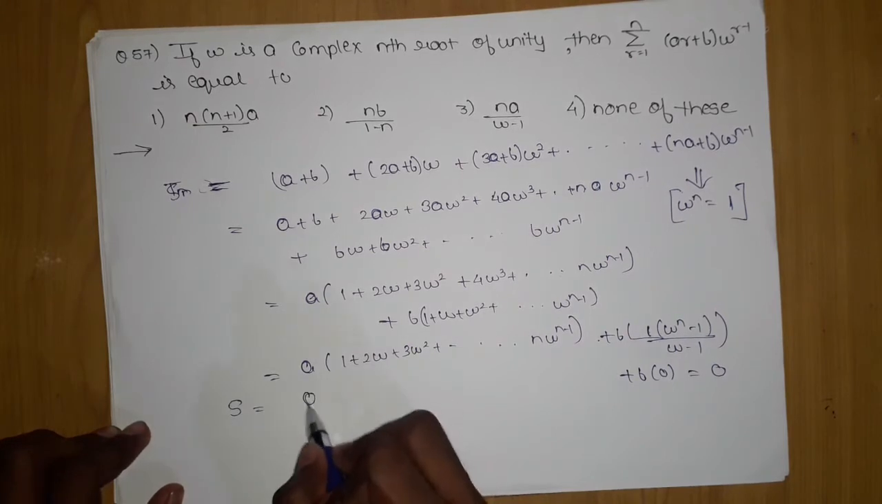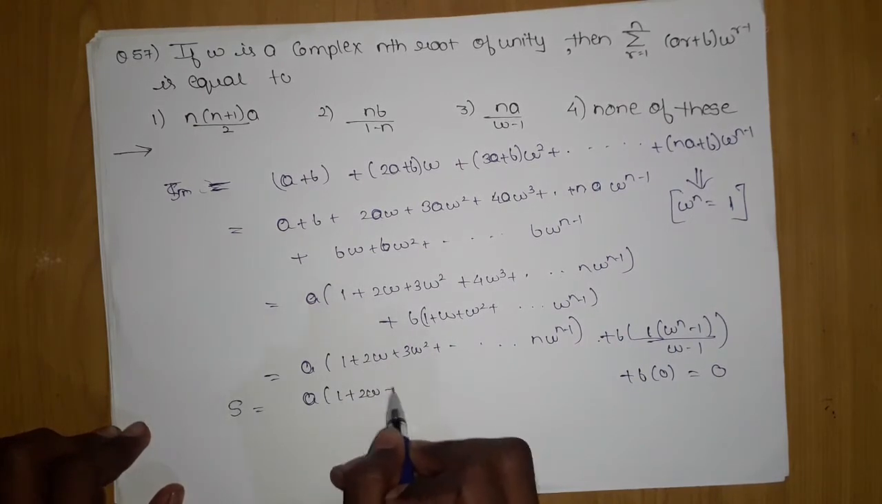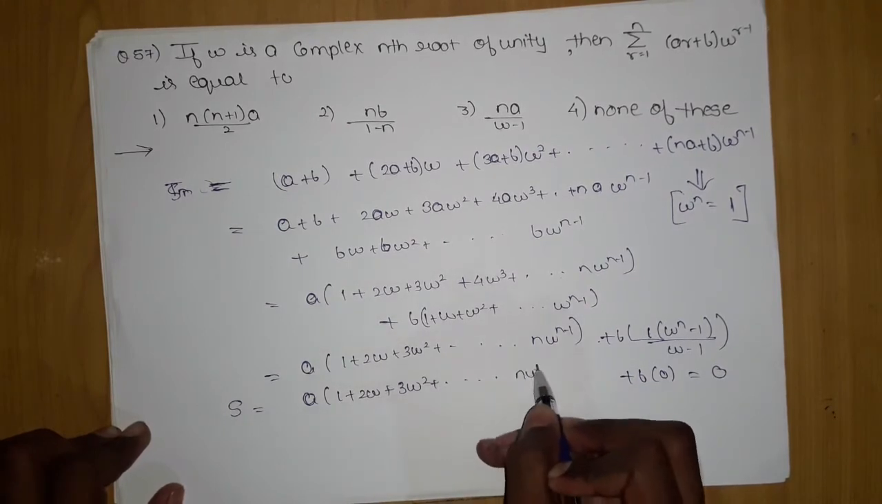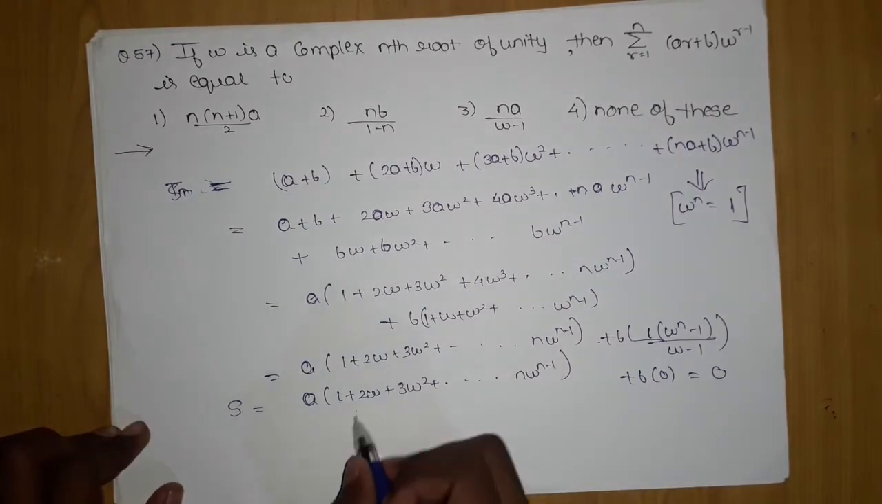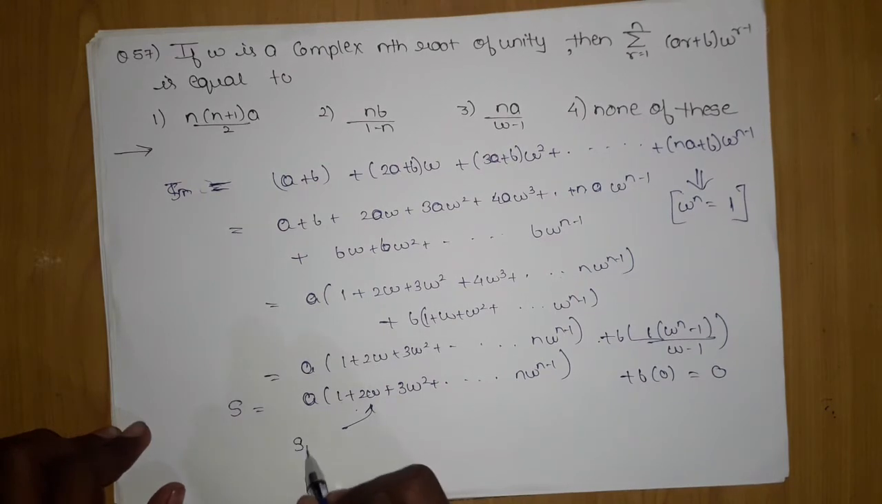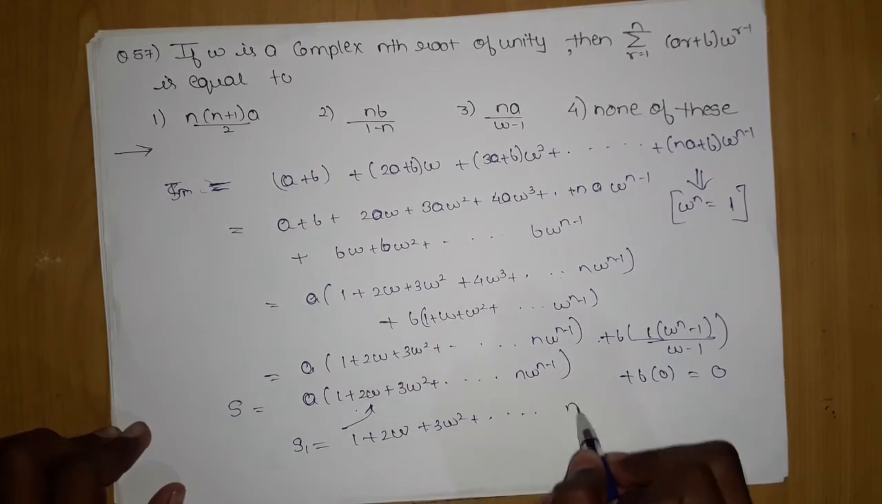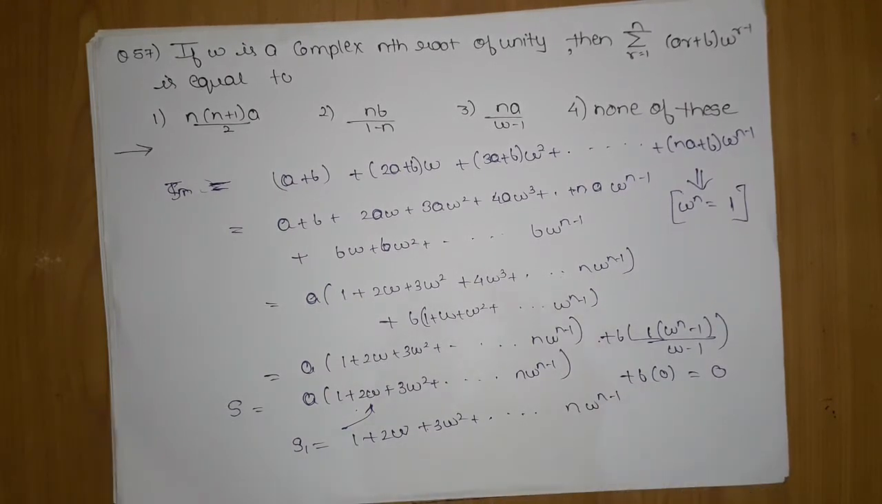So our s is a into 1 plus 2 omega plus 3 omega square, and so on till n into omega power n minus 1. I will take it as some other series. We have done this type of problem also, when to make the problem easy, we consider a series as a different series, because otherwise it will become complicated. So we want to solve this, and it is an AGP. So how can we solve this?